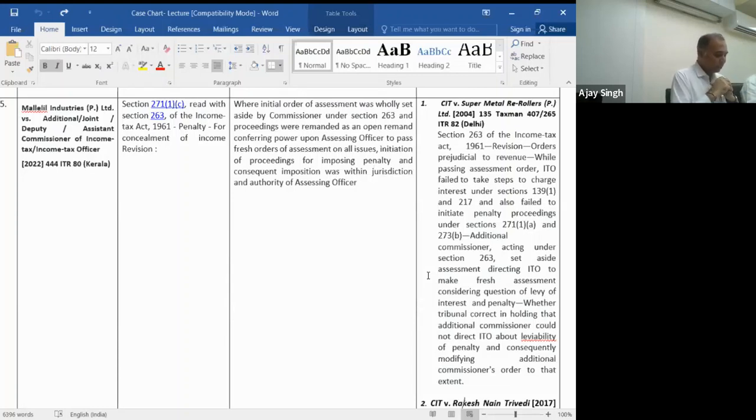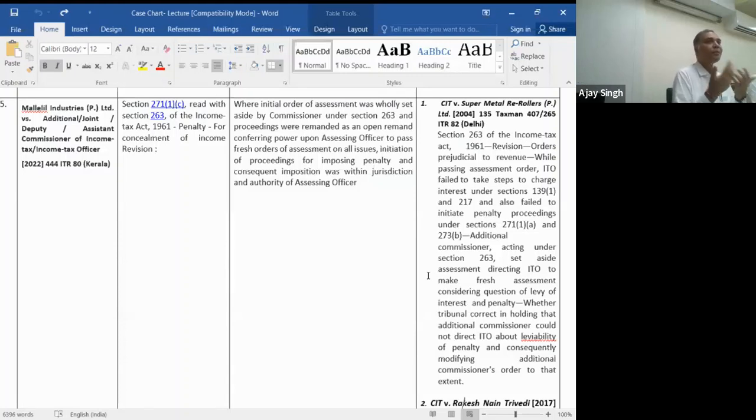Kerala High Court. And the court, after going through this, observed that once the matter is remanded to the assessing officer, the assessing officer will do a fresh assessment. Once he is going to do a fresh assessment, I will just read one sentence of this order. The assessing officer, by issuing an order of assessment, is vested with all powers, including the jurisdiction to express his satisfaction for initiating penalty proceeding.